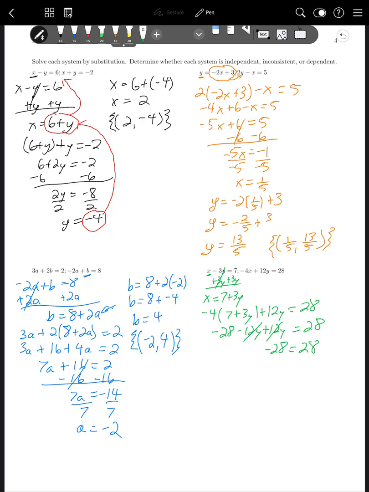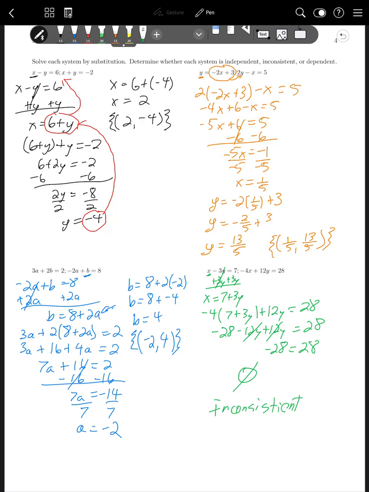Well, does negative 28 equal 28? No. So that means there are no solutions, and this one is inconsistent. The other ones, because they got a finite number of solutions, would be independent. Okay. So that's the idea of solving by substitution.